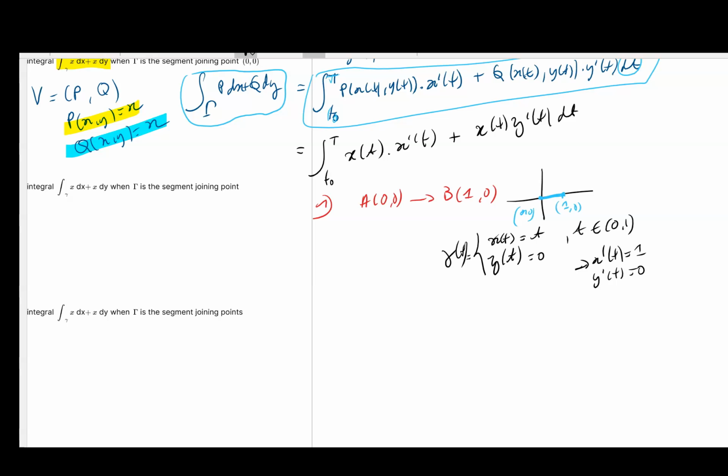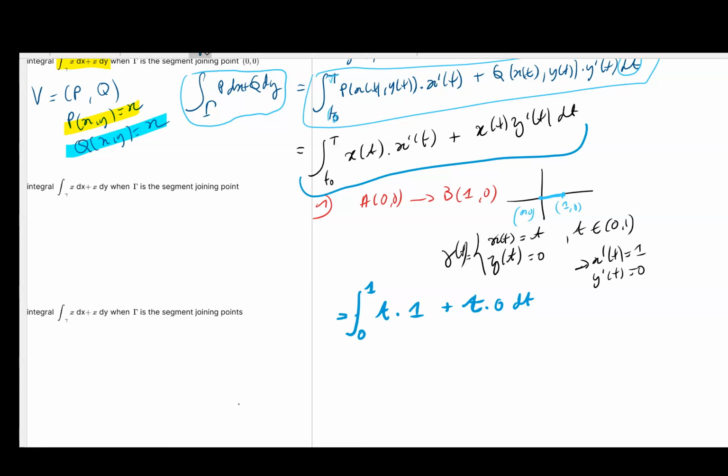So now I'm just substituting these results in the above integral. So I get that this is equal to the integral, t0 and T, that's going to be from 0 to 1, of x(t), so that's going to be t, times x', so times 1, plus x(t), which is t again, times y'(t), which is, well, we said 0.